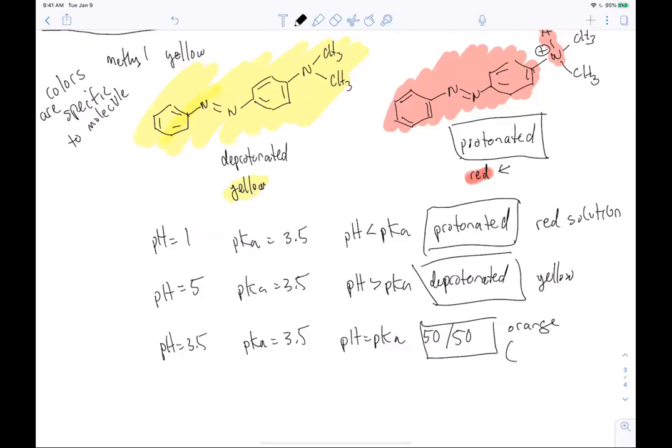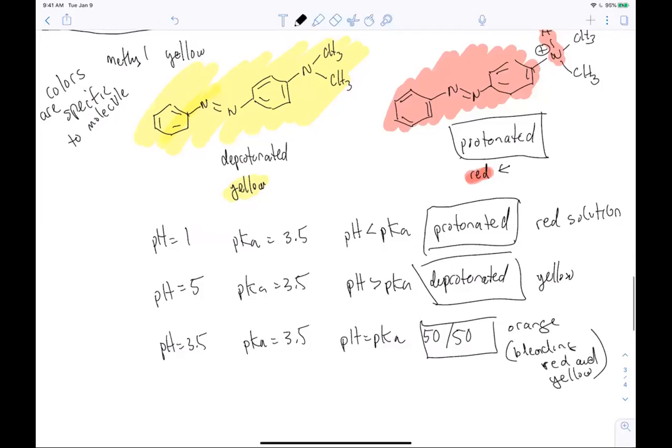This is from blending red and yellow. If it was yellow and blue, then it would be green when you have 50-50. But those are your three scenarios for indicators.